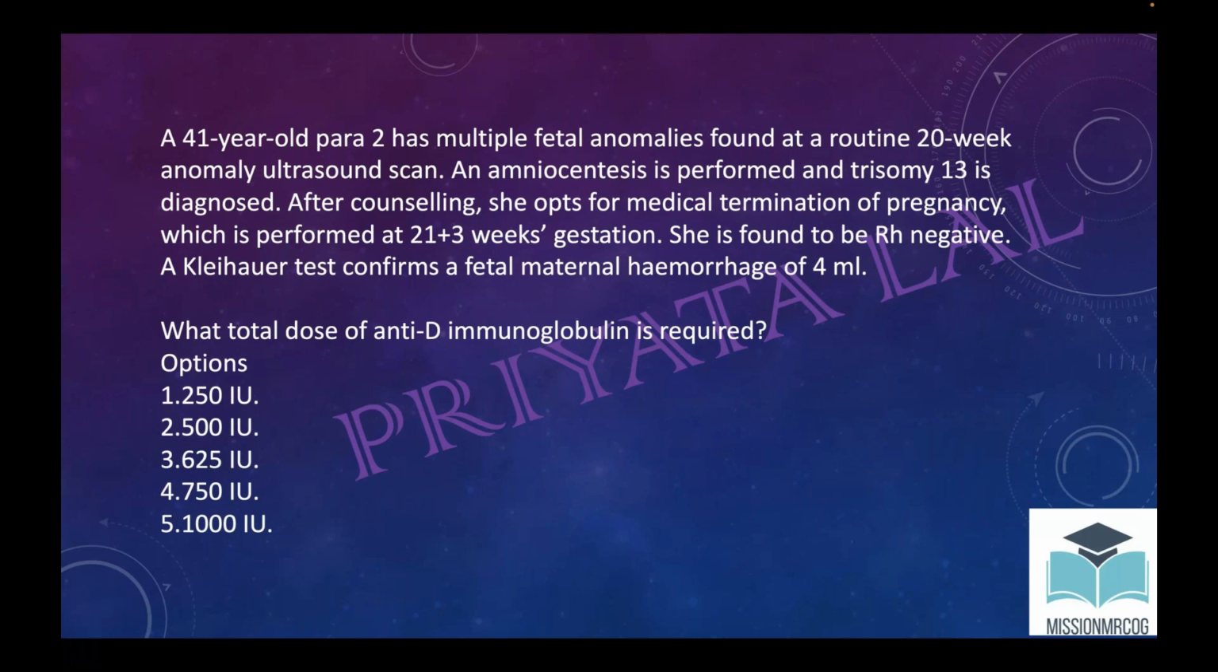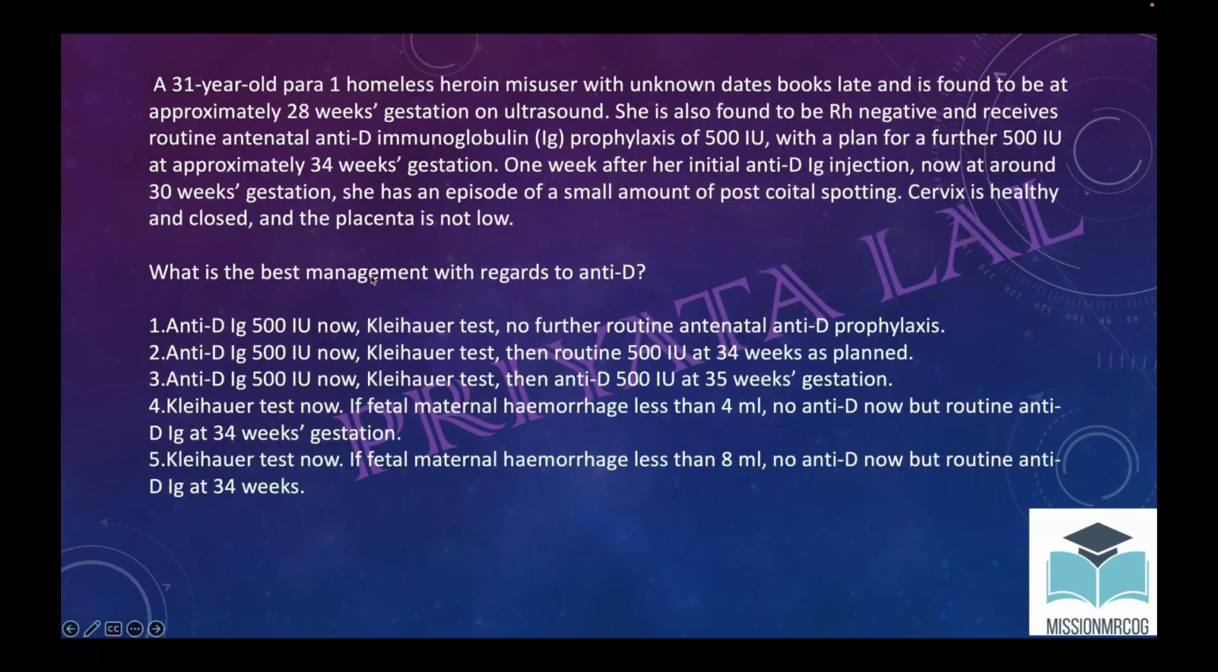Yes. So a 31-year-old homeless patient, a heroin user, with unknown dates, is found to be approximately 28 weeks of gestation on ultrasound. She is also found to be RH negative, and receives anti-D at 30 weeks according to the prophylaxis. At 30 weeks, she had small postcoital bleeding, but the cervix is closed and the placenta is not low-lying. So there is no cervical cause, and no placenta previa. So what will be the answer?